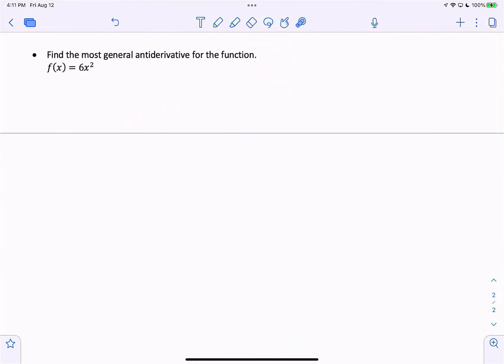And this leads us to our first exercise. Find the most general antiderivative for the function f of x is equal to 6x squared. Now let's recall the power rule for differentiation. d/dx of x to the n is equal to n x to the n minus 1. This is true, but I want us to think about this in terms of steps. In order to differentiate x to the n, I'm going to write the n as a coefficient, and then I'm going to change n to n minus 1.